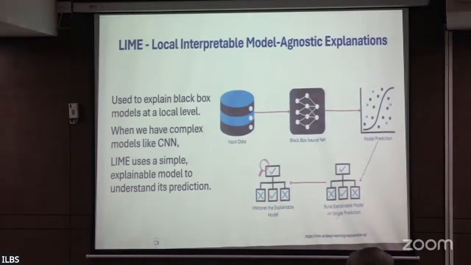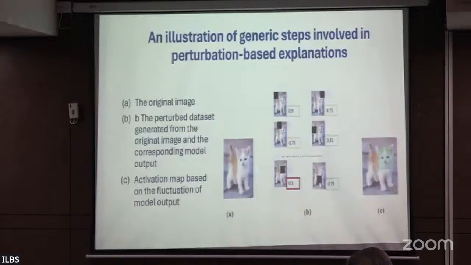Then the model is used to build the explainable model on a single prediction, which means a single data sample is taken. With the model, the explainability is built. So with an example, it will be very easy to understand. For example, this is an illustration of the generic steps involved in perturbation-based explanation.